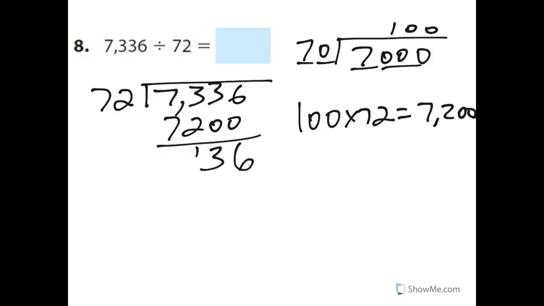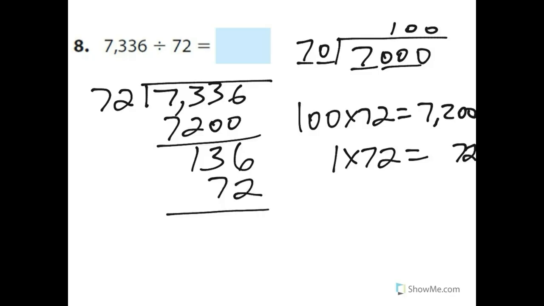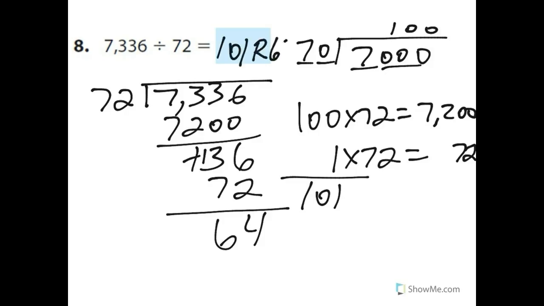6, 3, and 1. Well, I'm going to say it's just once because twice would be 140. 2 times 70 would be 140. That would be too much, so I'm just going to do 1. So 1 times 72 would be 72. 6 minus 2 is 4. 13 minus 7 is 6. So 64. So 101. 101. Remainder 64. Let me put that here.